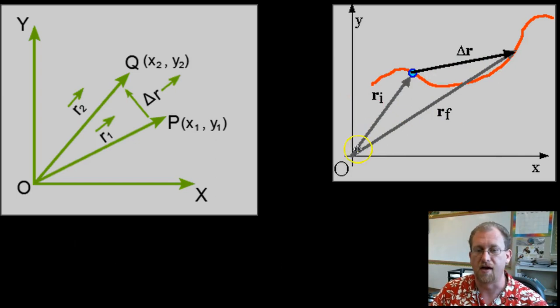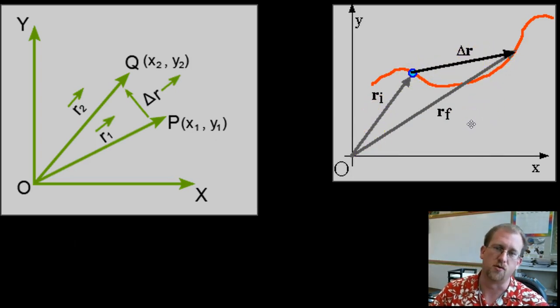Just another picture of that. If you were to go here, and then you were to go here, and the question is, what's your displacement between those 2 points? Even though you traveled through this squiggly line, your displacement is always a straight line. If you subtracted this vector minus this vector, you would get this vector, and that would show you your displacement over time. Okay?